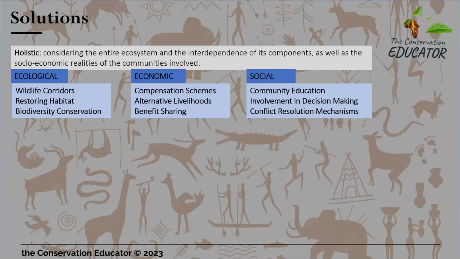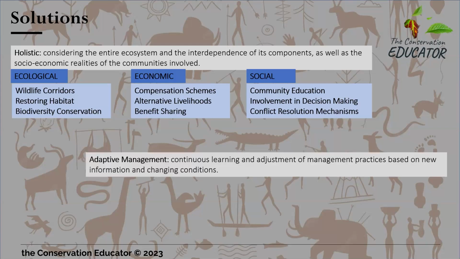Conflict resolution. Sadly, it doesn't matter if you're saying the human-wildlife conflict is between humans and wildlife, but what happens is humans and humans start fighting because it's not fair, right? His field got destroyed and mine didn't. Her livestock got eaten by a lion and mine didn't. So there's conflict resolution needed.